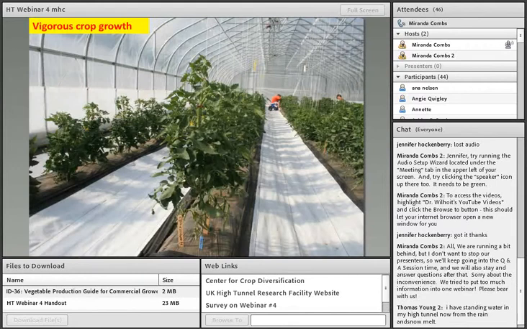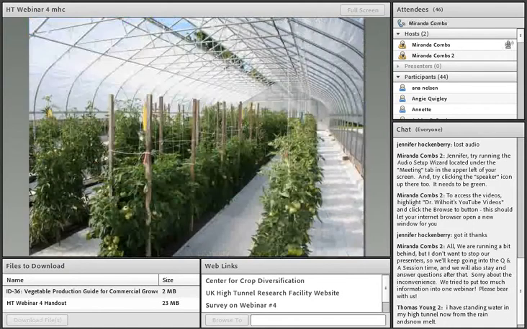This is vigorous crop growth on an indeterminate tomato crop, and I've grown both indeterminate and determinate tomatoes in high tunnels. Here you see pictured, we've got a determinate tomato crop growing in a modified trellis system. It's something that I learned about in Florida and worked with in Florida. We call it a Spanish trellis system. There's a lot of ins and outs in that. If you have questions about that, certainly feel free to get in touch with me at a later date.